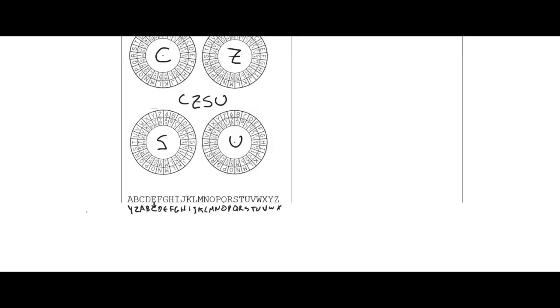Now, the next letter, A, instead of going straight down, we have a Caesar shift one more. Now it's going to go to Z. It's going to skip one. And then S is going to skip 2 now. And T is going to skip 3. And then we get C, Z, S, U.